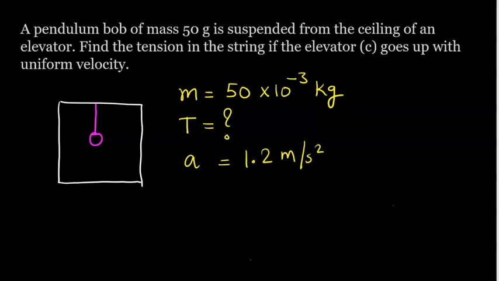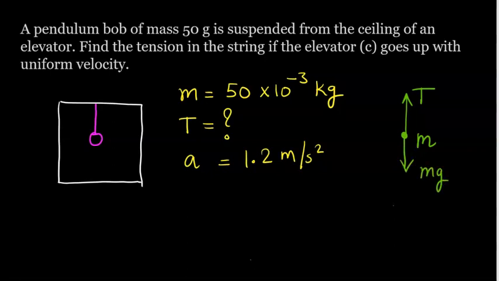So let's solve part C of question number 14. Now here the elevator goes up with uniform velocity. So again I will draw the free body diagram over here. This is mass m of the bob and the upward force is T, that is the tension in the string. The downward force is mg.